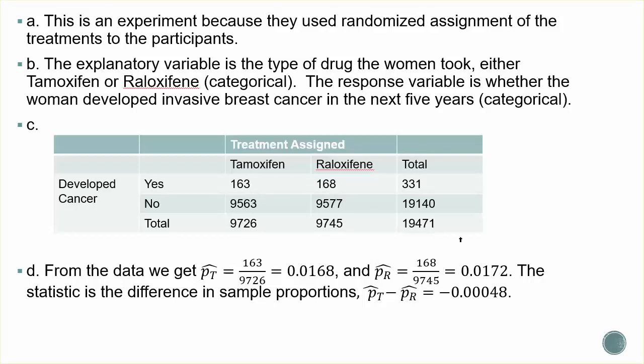And then the totals, well, you can just add this up. So how many women got breast cancer, how many women didn't, and how many women were in the study. So you can just add these two to get there and there. So that's a two-way table.